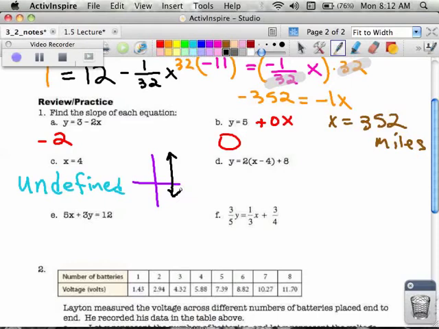In part B, same kind of deal is going on, except the line would look like this. At y equals 5, it's a horizontal line. So B and C are very special lines. They only have one letter. If it's a y equals, it's horizontal. If it's an x equals, it's vertical. One has a 0 slope, that's the horizontal one. One has an undefined slope, that's the vertical one. So horizontal 0, vertical undefined.